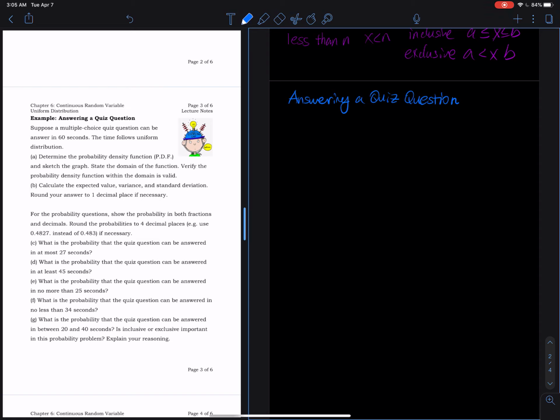So the words "in 60 seconds" tell me A is equal to 0, B is equal to 60. So we have a minimum and a maximum. In part A, I can quickly determine the probability density function, the PDF, that is 1 over B minus A. So that is 1 divided by 60. And then here is the graph, where x is between 0 and 60.